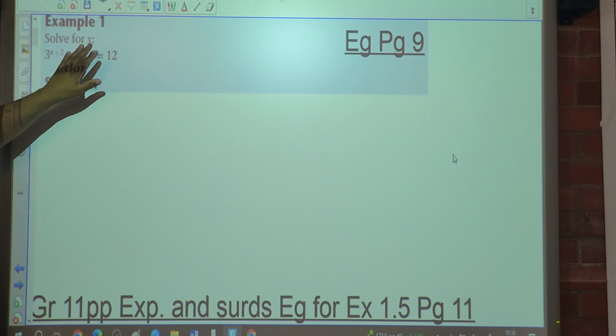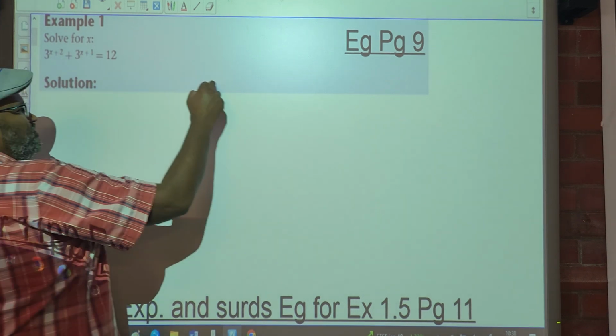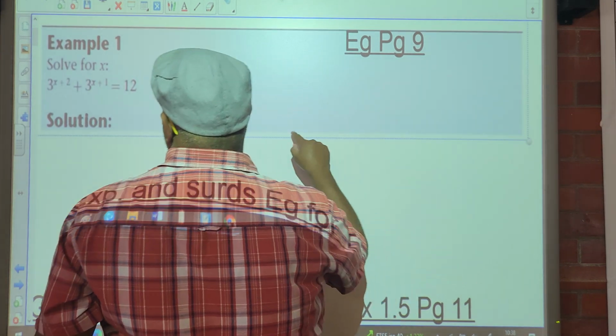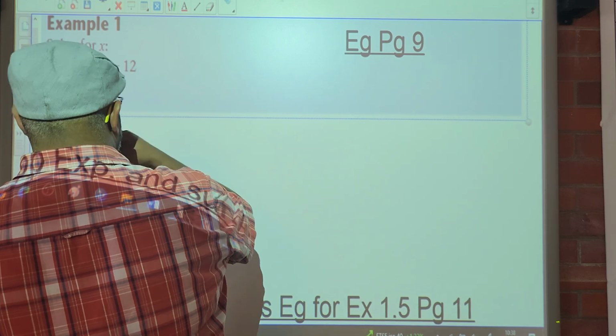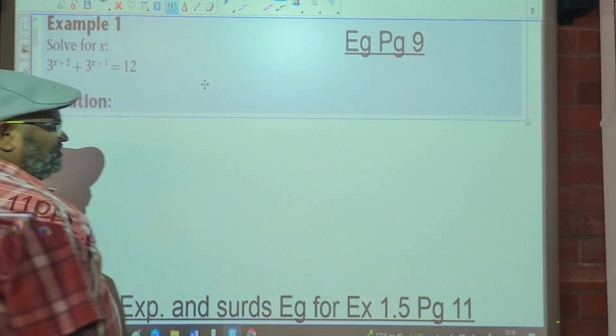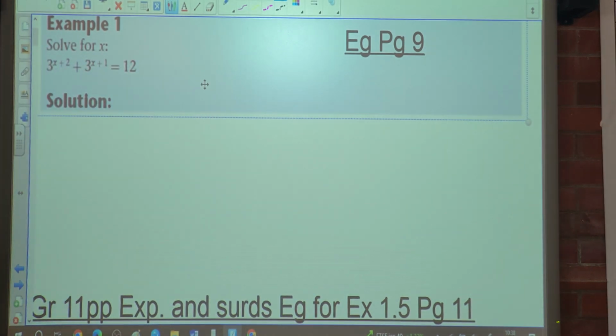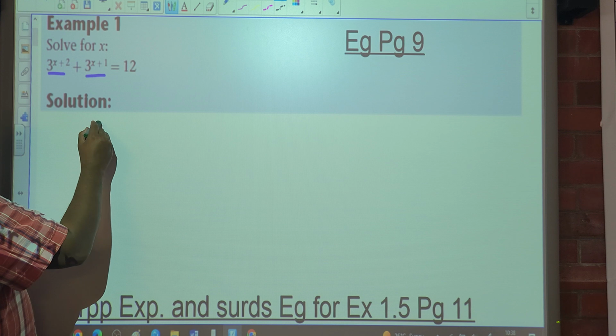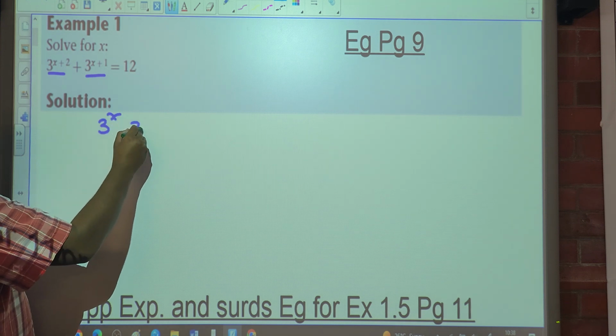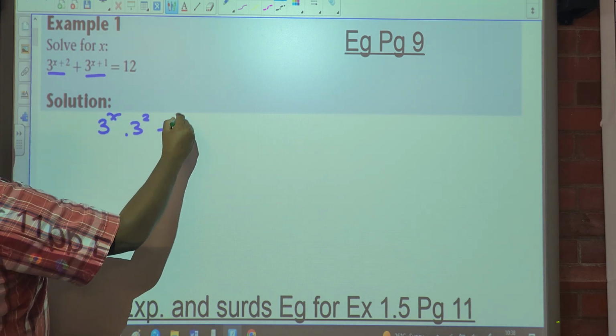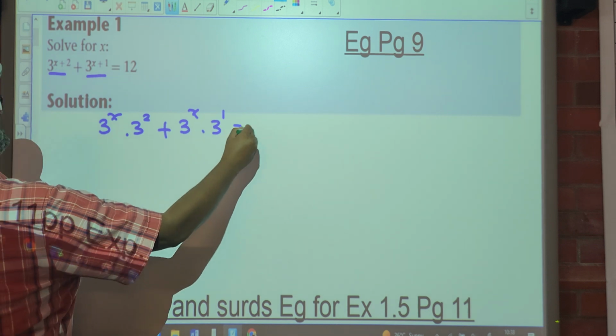So if I gave you the left hand side of this equation only, what would we have done then? Break up and factorize, not so? So what I'm going to do is break that up. So it will become 3 to the x times 3 squared plus 3 to the x times 3 to the 1 equals 12.